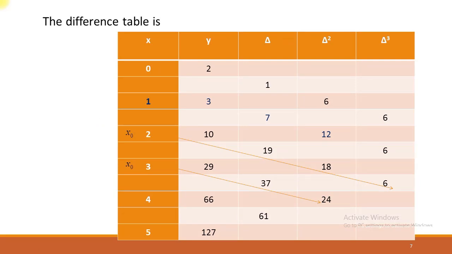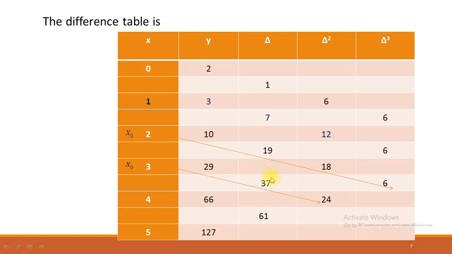Since the value of x naught is 3, it is at the 4th position in the table from the beginning. So from the beginning, target the value of y at the 4th position. This is the value of y naught, and the value of delta at the 4th position is 37, and the value of delta square at the 4th position is 24.